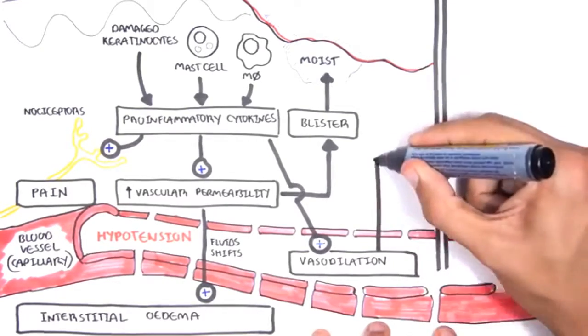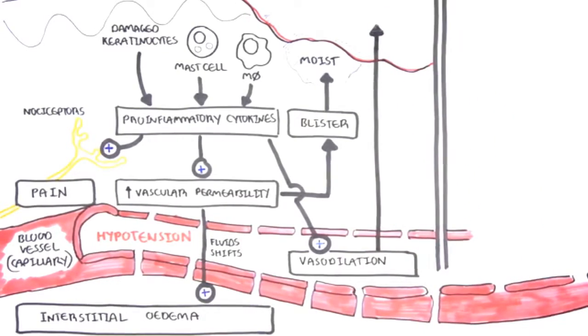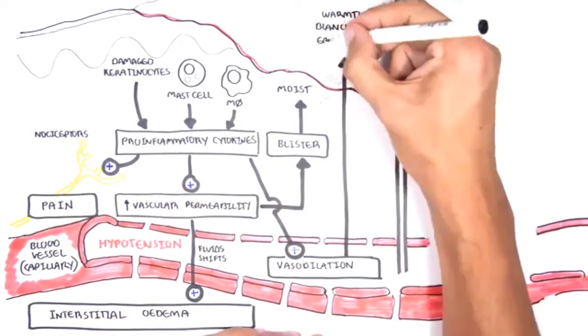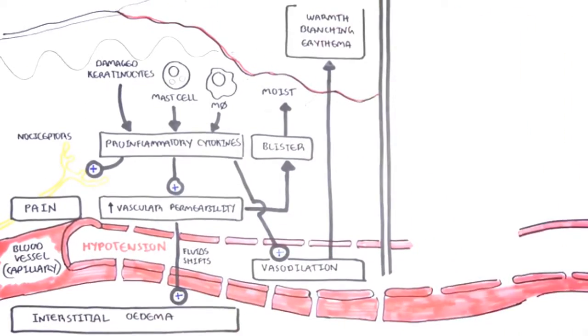The vasodilation contributes to the warmth in the area, as well as causing blanching of the skin and erythema. Blanching means that when you press on the burnt skin surface, blood will quickly fill it up because of the increase in blood flow to the area. The blanching skin is a feature of superficial burns.